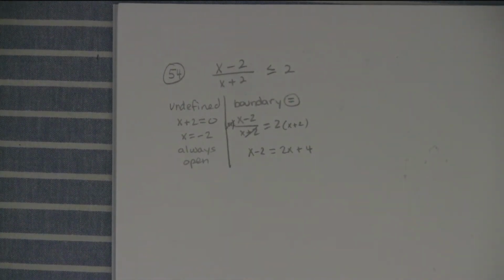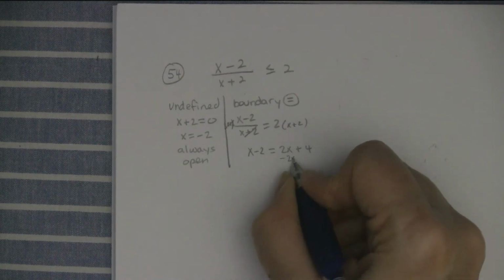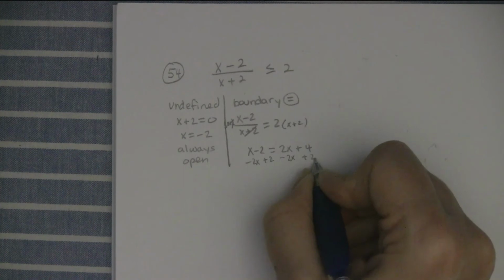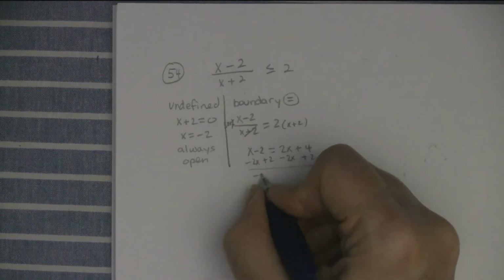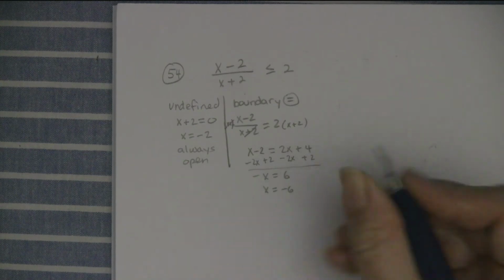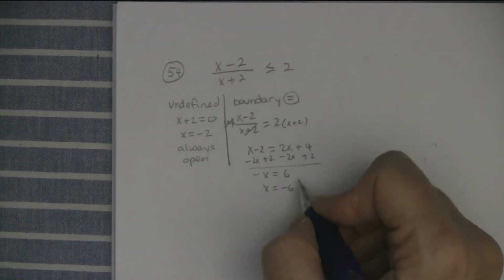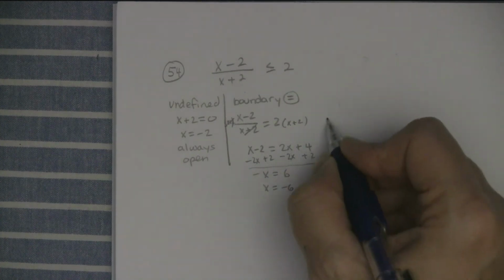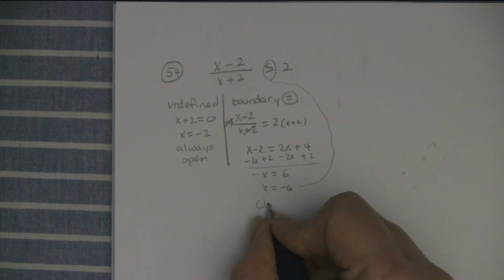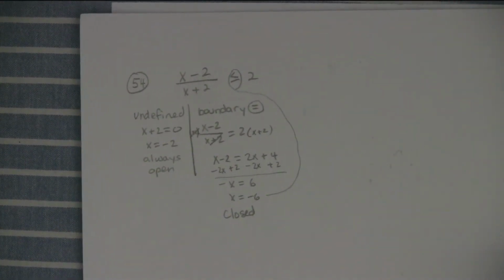And I'm going to solve that for x. So it's linear, so I'm going to take away 2x and add 2. So I get -x equals 6, or that x equals -6. And either way you want to do that. And this is open or closed, depending on what this says. And this says closed. So this is closed. They could be both open if that had been strict inequality.